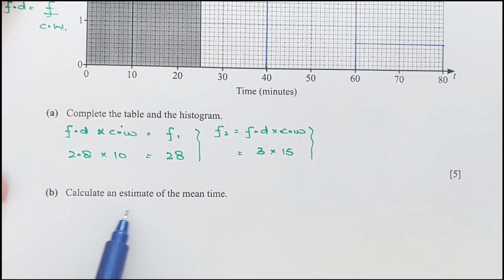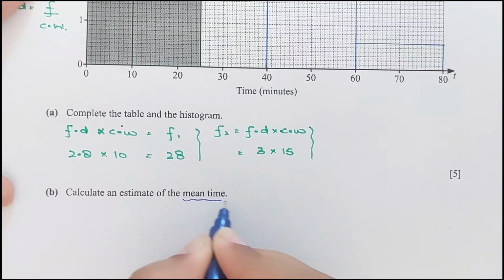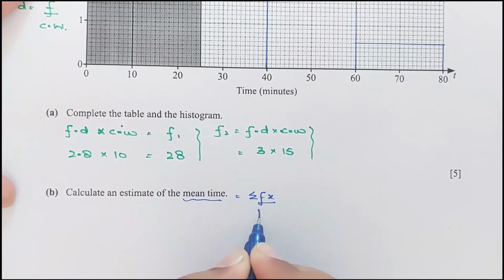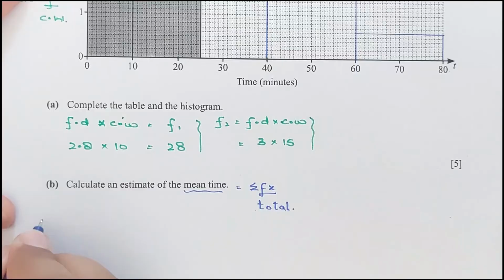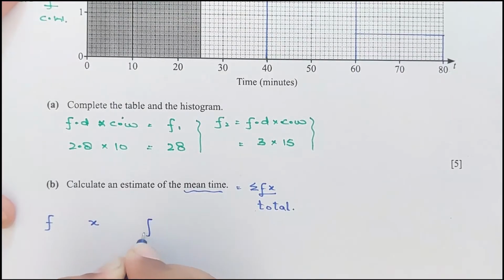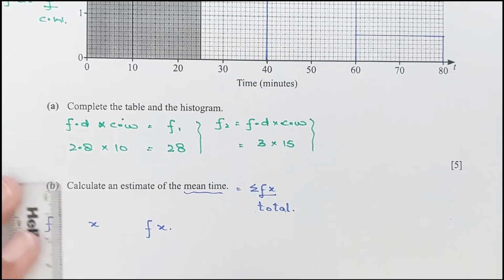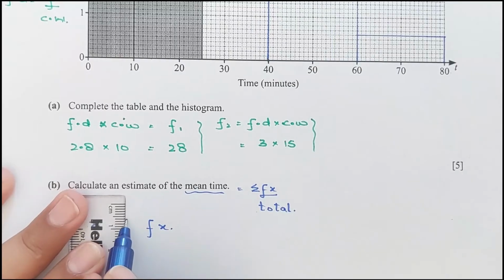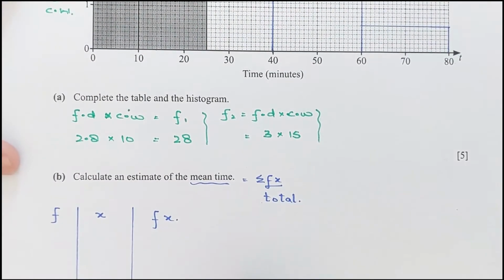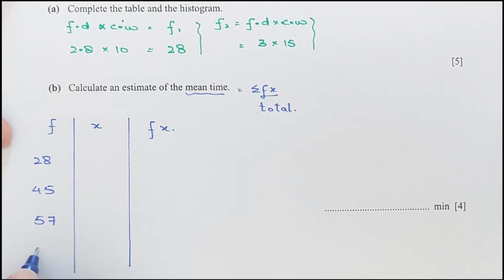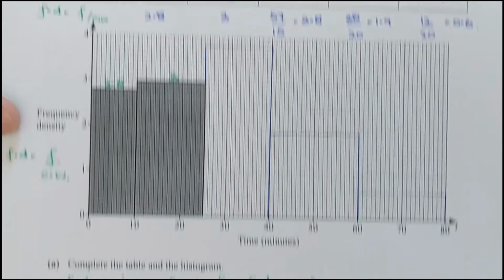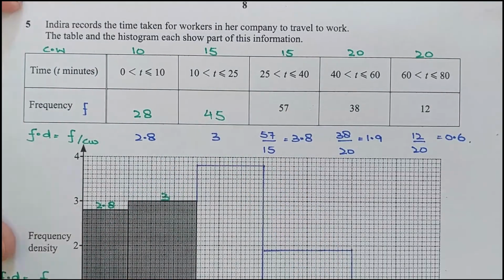Moving to part B, calculate an estimate of the mean time. The mean is the sum of fx divided by the total, where f is the frequency and x is the midpoint of the intervals. Let me make columns f, x and then fx. The frequencies are 28, 45, 57, 38 and 12. The intervals given are 0 to 10, 10 to 25. Let me find the midpoints.